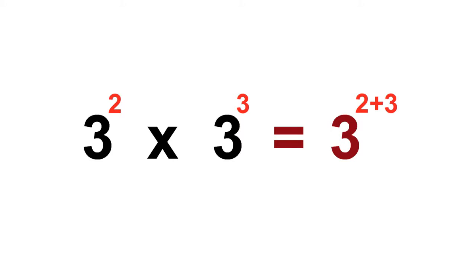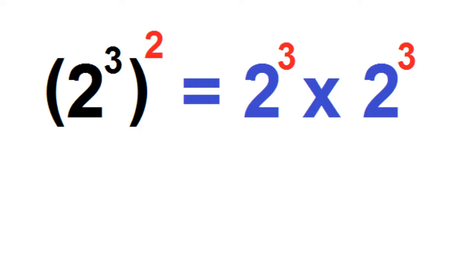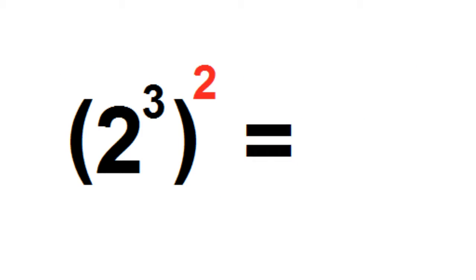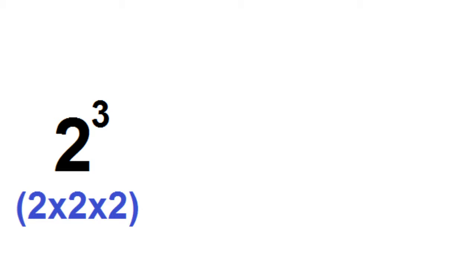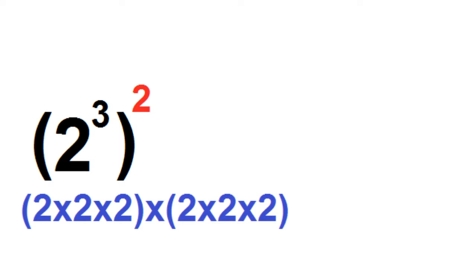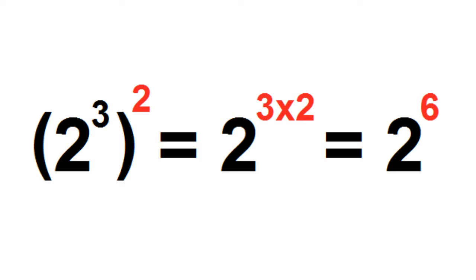Well, from my last video, we now know how to proceed when we're multiplying index numbers with the same base. All we need to do is add the exponents. So we'll get 2 to the power of 3 plus 3 equals 6. So 2 cubed squared is equal to 2 to the power of 6. We started off with just 2 cubed, just 3 2's multiplied together. But then along came this 2 that's like, hold up, we're not finished yet. We need to double the amount of multiplication going on here. So we ended up with 2 to the power of 3 times 2.